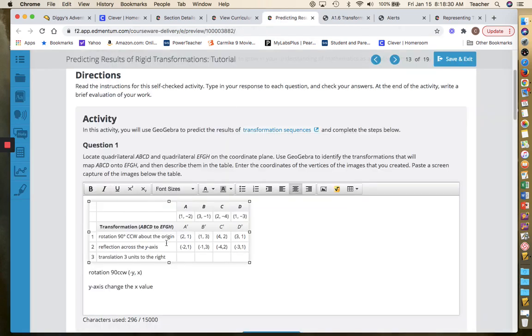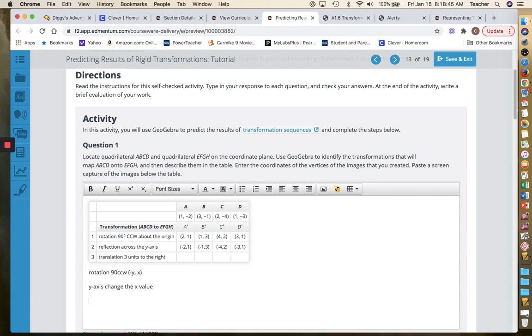All right, third thing we're doing is a translation 3 to the right. Now again, we're not going back to the original. We're not going back to the first. We're going to the one we just did because this is a series. This is a series we're doing, so we're doing them one after the other.